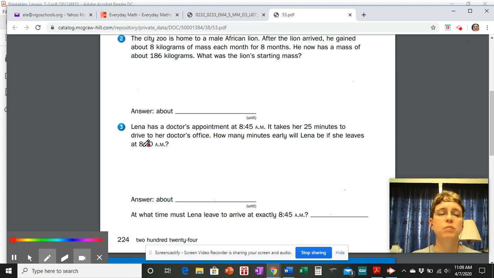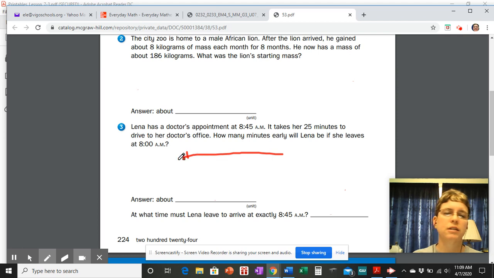Okay, now we're going to look at number 3. It says Lena has a doctor's appointment at 8:45 a.m. It takes her 25 minutes to drive to her doctor's office. How many minutes early will Lena be if she leaves at 8 a.m.? All right, so she's going to leave at 8, so I'm going to draw a number line.